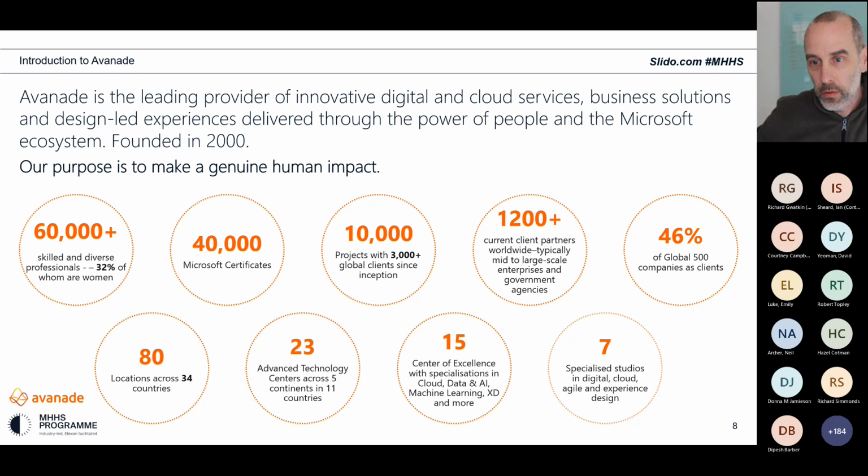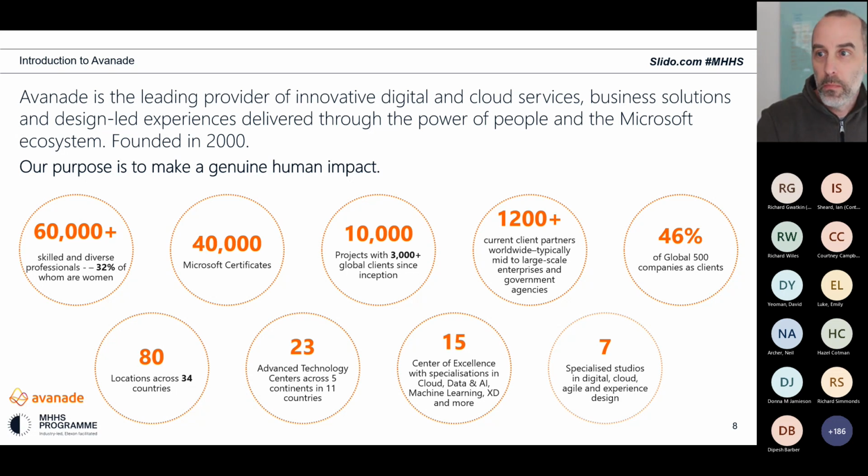There are some stats there on the slide, but just to add a little to that, we were formed 23 years ago as a joint venture between Microsoft and Accenture, and we've grown organically since to over 60,000 people, about 20,000 of whom are women, which I'm very proud of given the industry that we're in, and being the proud father of a couple of girls.